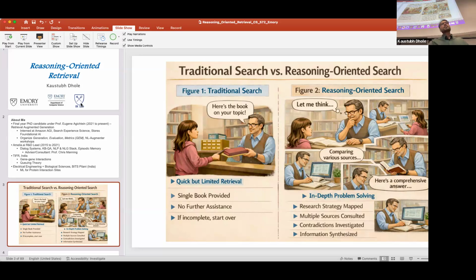This is the more traditional search, analogous to how with Google and Bing, we typed in one search, got results, and did that back and forth. In reasoning-oriented search, ideally you would go to a librarian who is smart enough, who would think a little bit, might compare different sources, take a look at different shelves, maybe talk to different librarians, and then come back with a book that you might like more. So essentially, we are trying to understand how reasoning-oriented search, this style of algorithms, works.